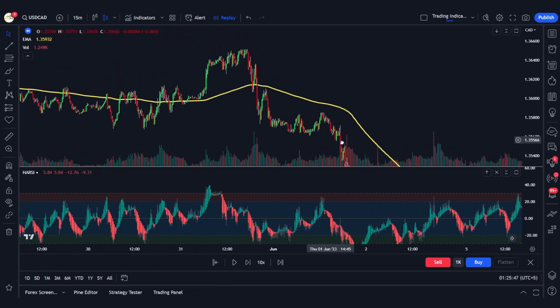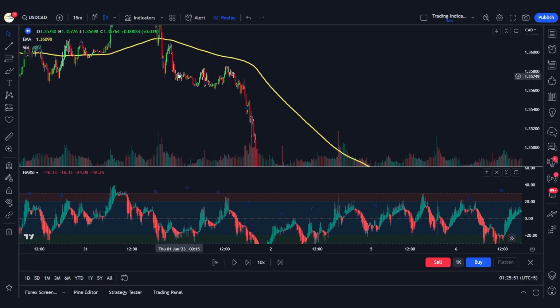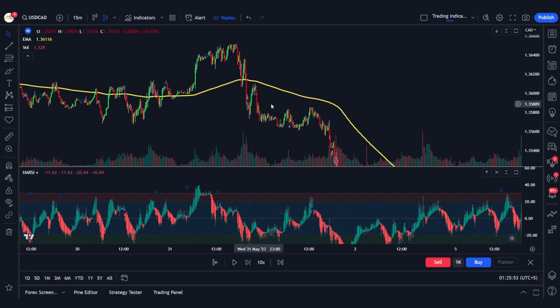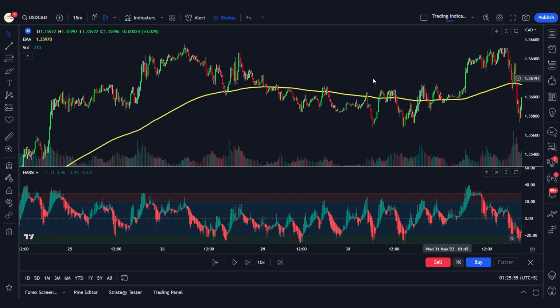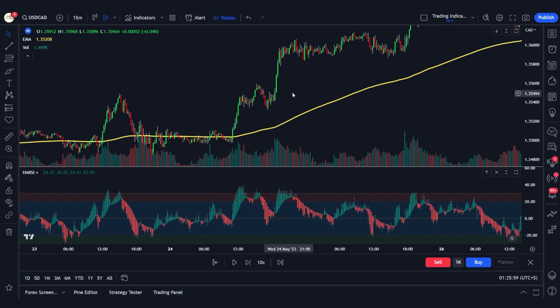For example, whenever the price action is going below this yellow line, that would mean that the market is in overall bearish trend, and if the price action is happening above this yellow line, as we can see in this case here, then that would mean that price action is in the bullish trend.